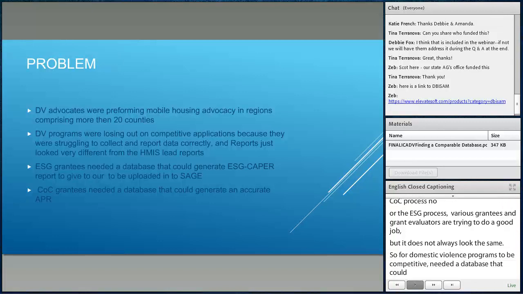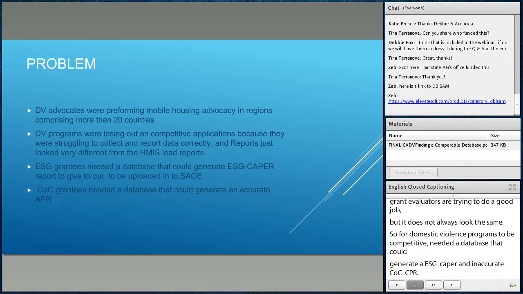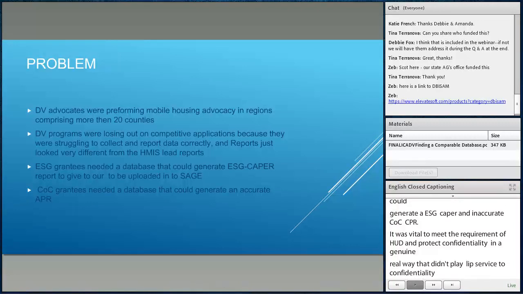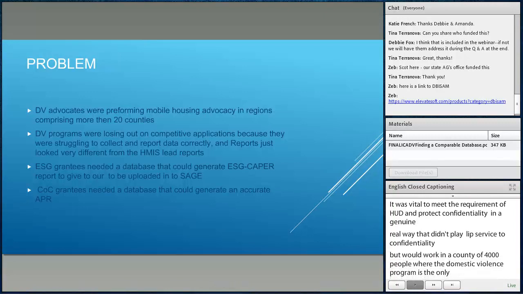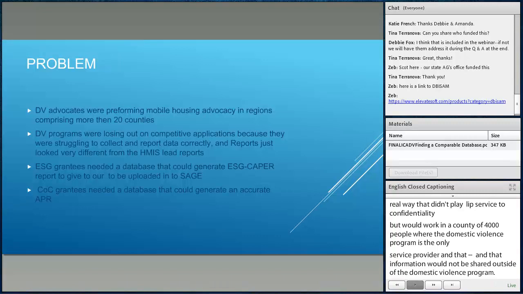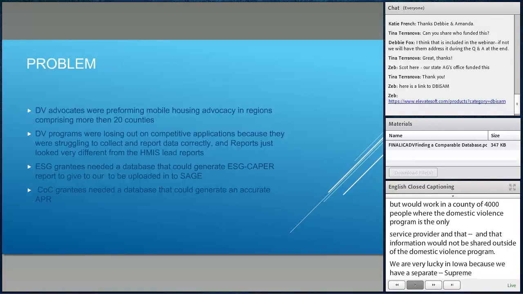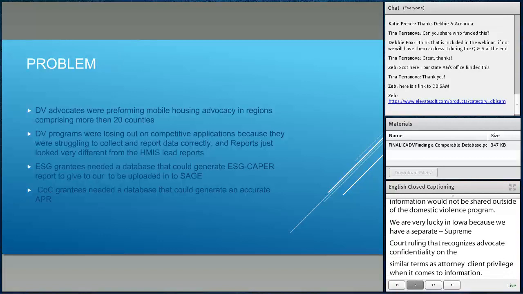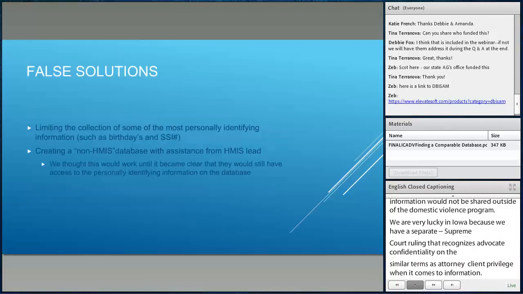That would meet HUD's requirements and protect confidentiality in a genuine, real way that didn't just pay lip service to confidentiality, but would work in a county of 4,000 people where the domestic violence program is the only service provider, and that information wouldn't be shared outside of the domestic violence program. We're very lucky in Iowa because we have a Supreme Court ruling that recognizes advocate confidentiality on similar terms as attorney-client privilege when it comes to information. And it's vital for our advocates, in order to preserve that Supreme Court advocate confidentiality ruling, that they aren't providing personally identifying information to outside groups or outside agencies. So we needed a database that could do that.